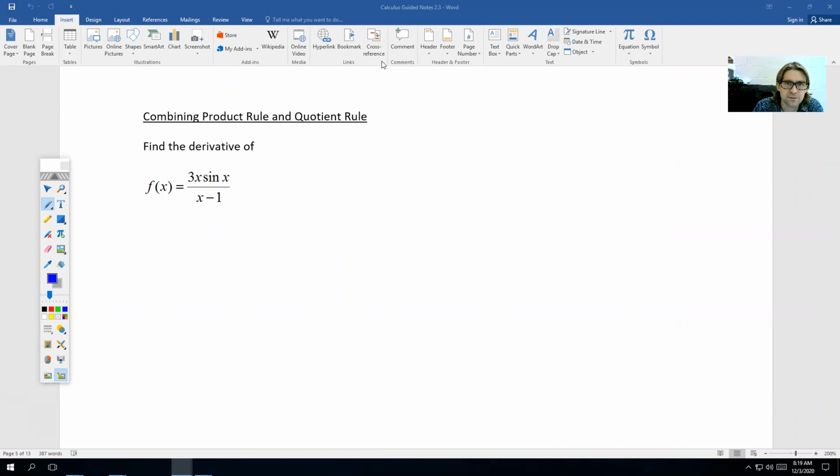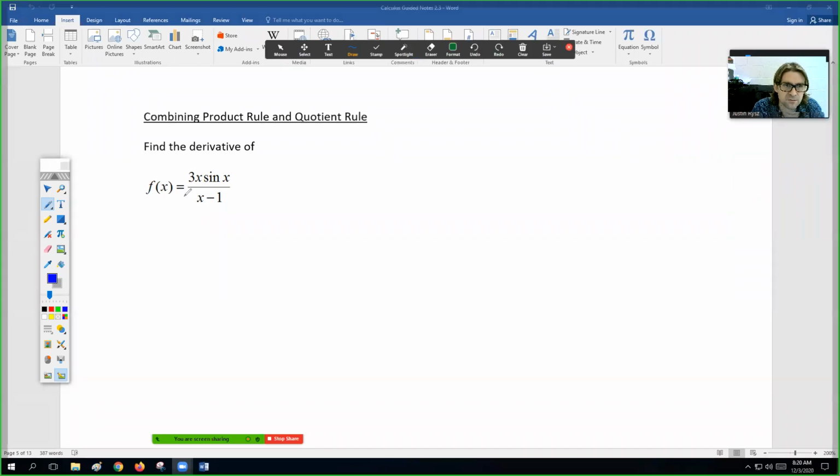Okay. So what we need to do here is look at it: we have two things that are being divided, so we have to do the quotient rule. So we're going to have to do low d high minus high d low. Let's start it off, f prime of x. If I have low, which is x minus 1, and then d high, when we get to the derivative of the top, this is 3x times sine of x. We're going to have to do the product rule. So the product rule is going to go inside of this quotient rule.